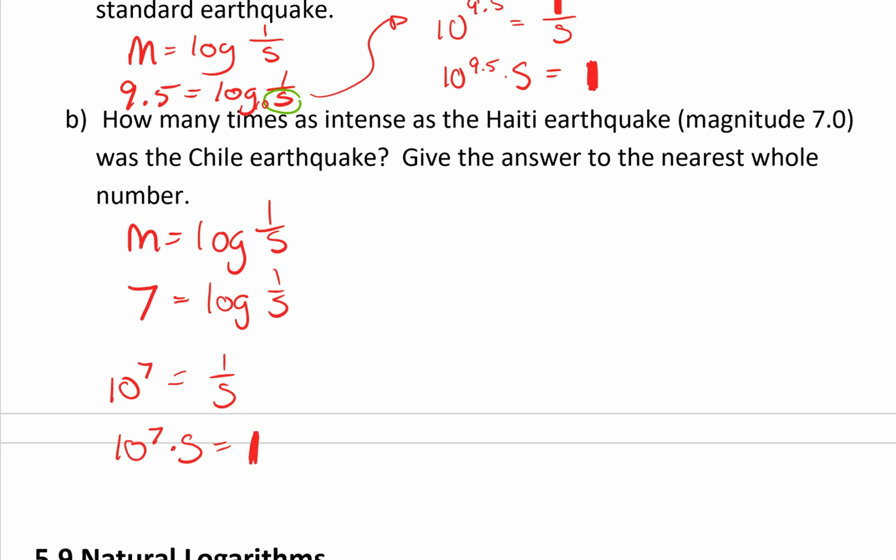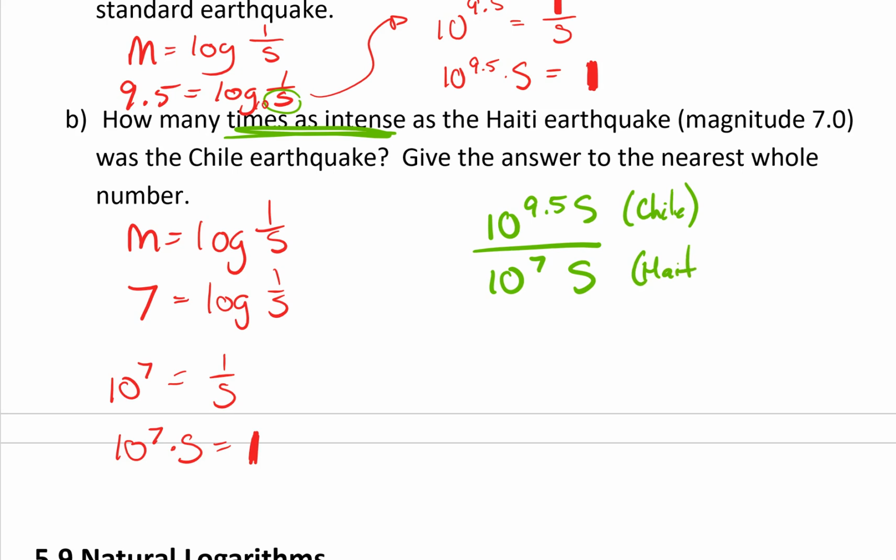And the question says, how many times as intense is the big earthquake compared to this one? So let's compare 10 to the 9.5 S over 10 to the 7 S. We're comparing the two earthquakes. Okay, this one is the Chile one. This one is the Haiti one. And you can see we can do some canceling here. Using our exponent laws, you get 10 to the 2.5 times as powerful.